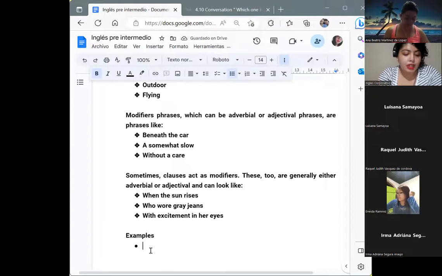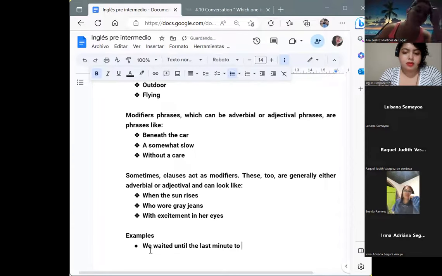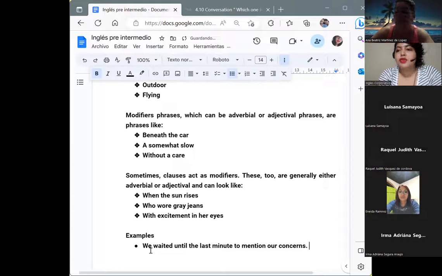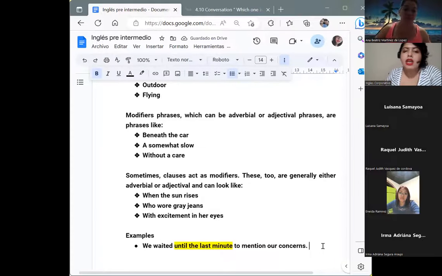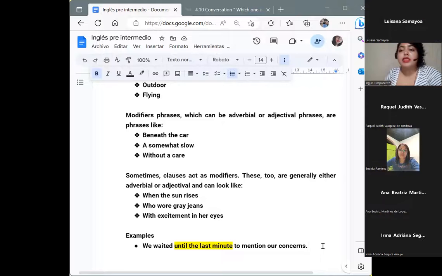And in this case, we have, we waited until the last minute to mention our concerns. In this case, we have this phrase, and we can construct this same statement with less words. Podemos construir esta misma oración con menos palabras. We waited to mention our concerns. Esperamos para mencionar nuestras preocupaciones, pero como nosotros queremos ponerle un poco más de emoción a nuestra frase, le agregamos until the last minute. Esperamos hasta el último minuto para mencionar nuestras preocupaciones.